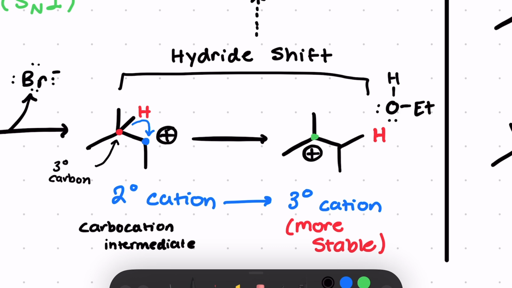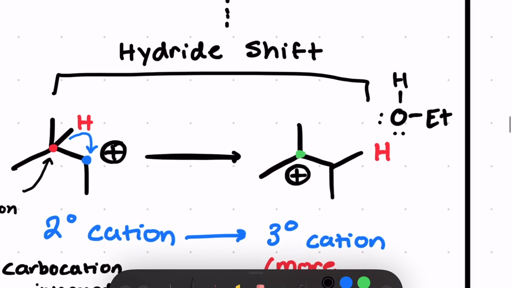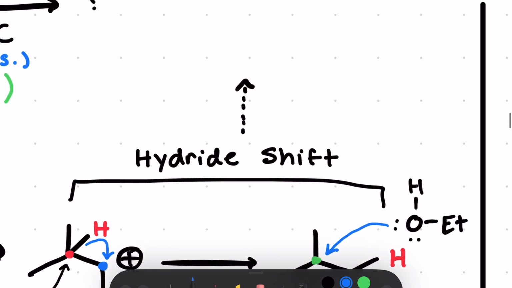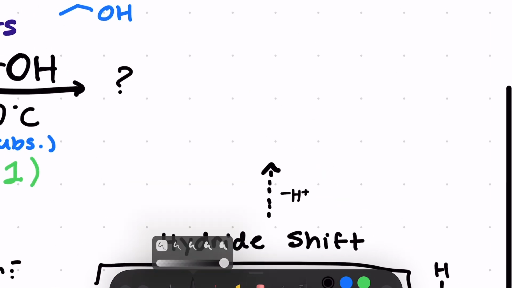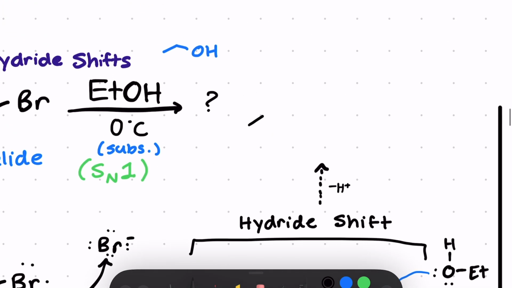Hence why we observe us going from a secondary carbocation to a tertiary carbocation. And now that we're at this carbocation, we can proceed with our SN1 mechanism the same way. We would attack the carbocation and then we would lose a proton. I'm not going to go through all the details of this mechanism, but we would lose a proton, and our end product would be something that looks a little bit like this.